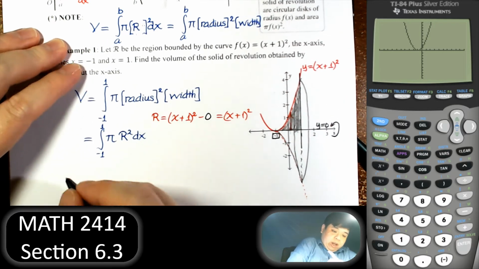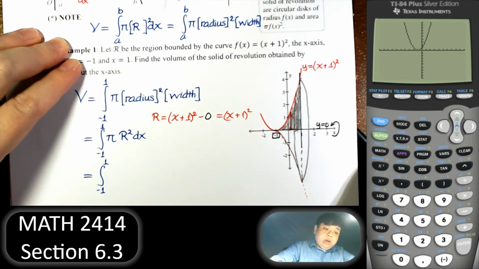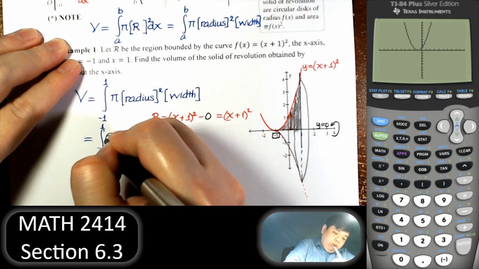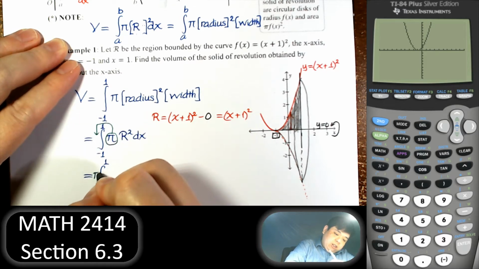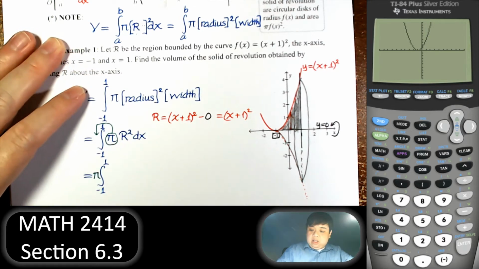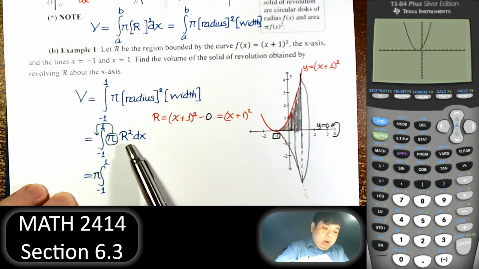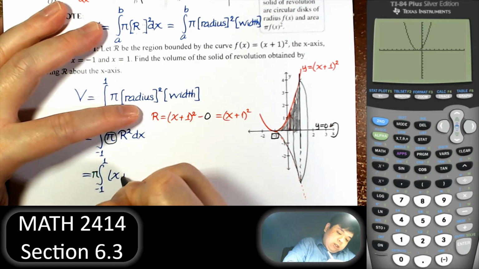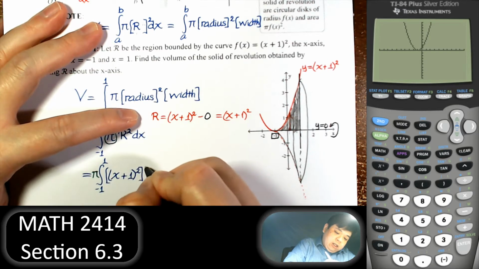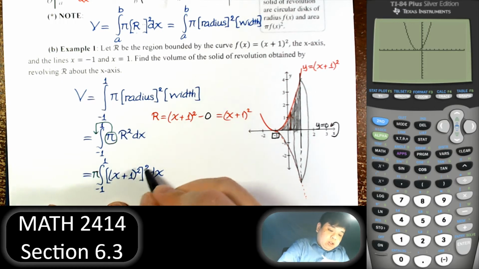So in that case, we have limits -1 and 1. Usually when we do the volume by revolution, we check the constants outside. The pi is a constant, and we leave that outside of the integral. The radius squared: the radius is x plus 1 squared, so we have x plus 1 squared, and then squared again, dx. So that's pretty much it. Of course, a square and a square.